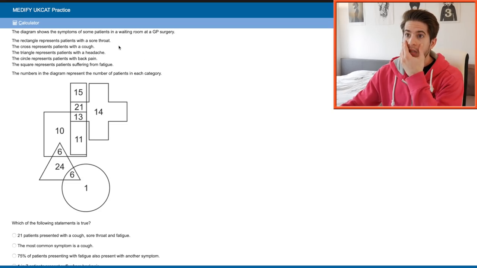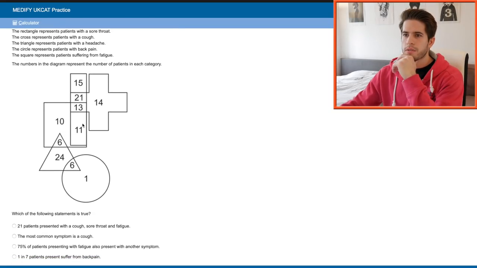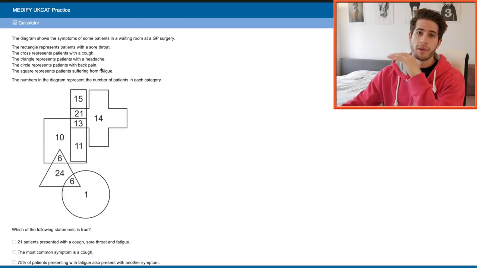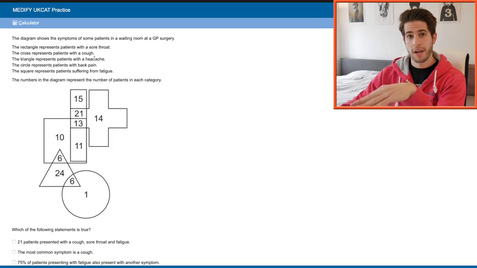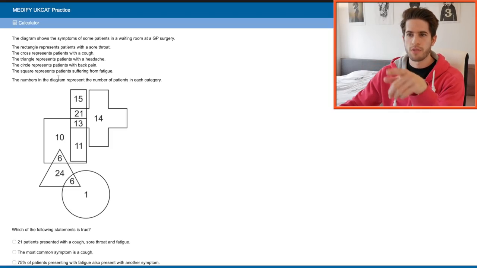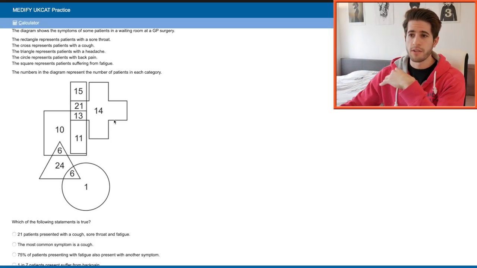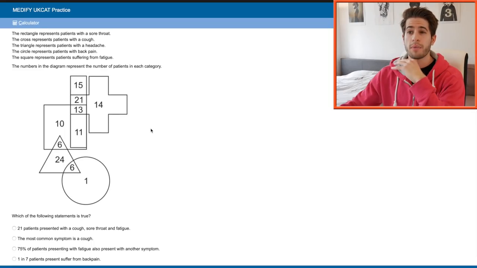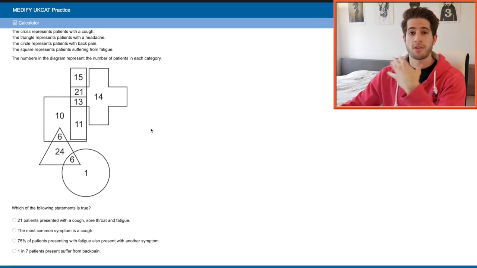The diagram shows the symptoms of some patients in a waiting room at a GP. The rectangle represents patients with a sore throat, okay? The cross represents X, Y, and Z. So look, there's a lot of information here. And if I'm going to read through this paragraph and say the cross represents this, the triangle represents that, it's gonna take a lot of time. So I'm gonna jump straight to the answers, read them one by one and try and knock them out or choose the correct one. I think that would be a faster and more efficient way to tackle a question like this that has a lot of information and is complicated.